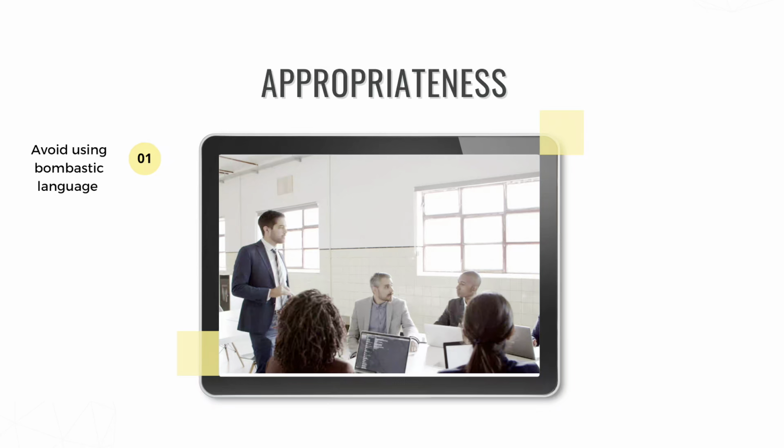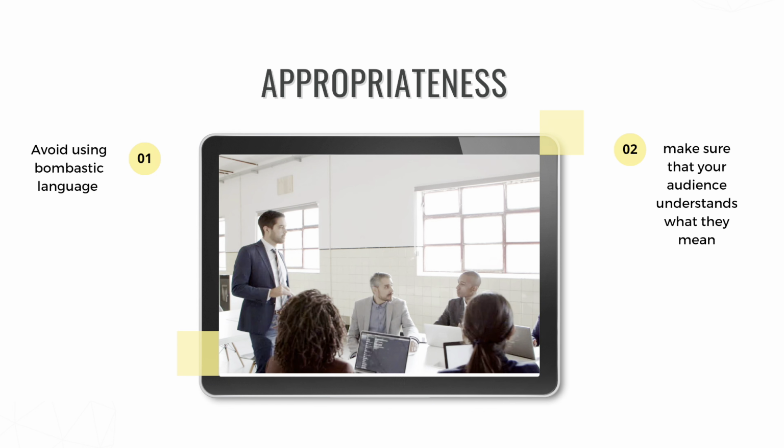However, you should always make sure that your audience understands what they mean, why they are important, and how they benefit them. You can do this by defining and explaining terms in simple and relevant ways, using examples, analogies, or visuals.